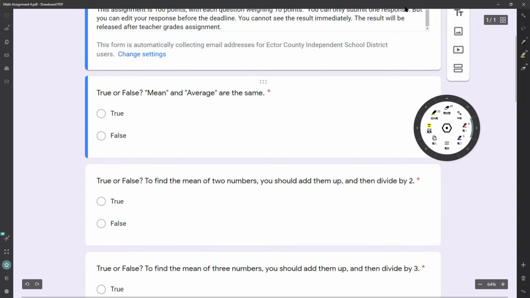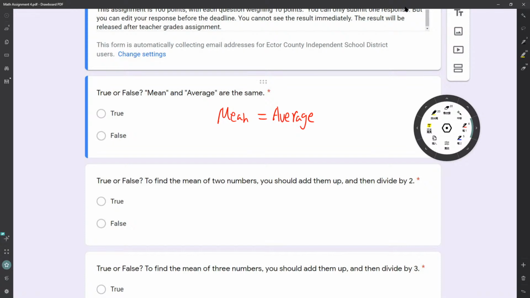Okay, so in math, when we say mean and average, they are actually the same thing. Mean is the same as average in the mathematical language. They are the same thing. So this is true.